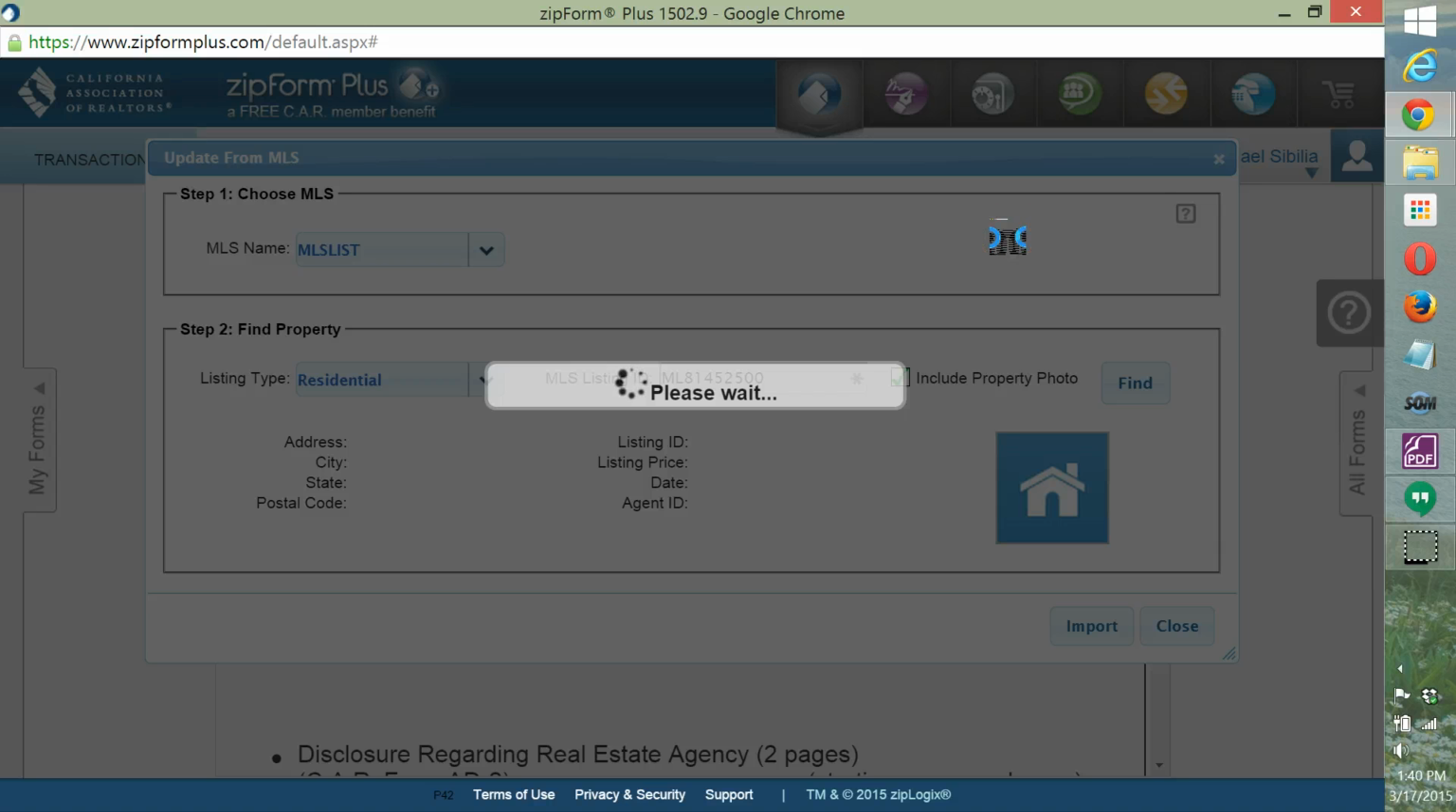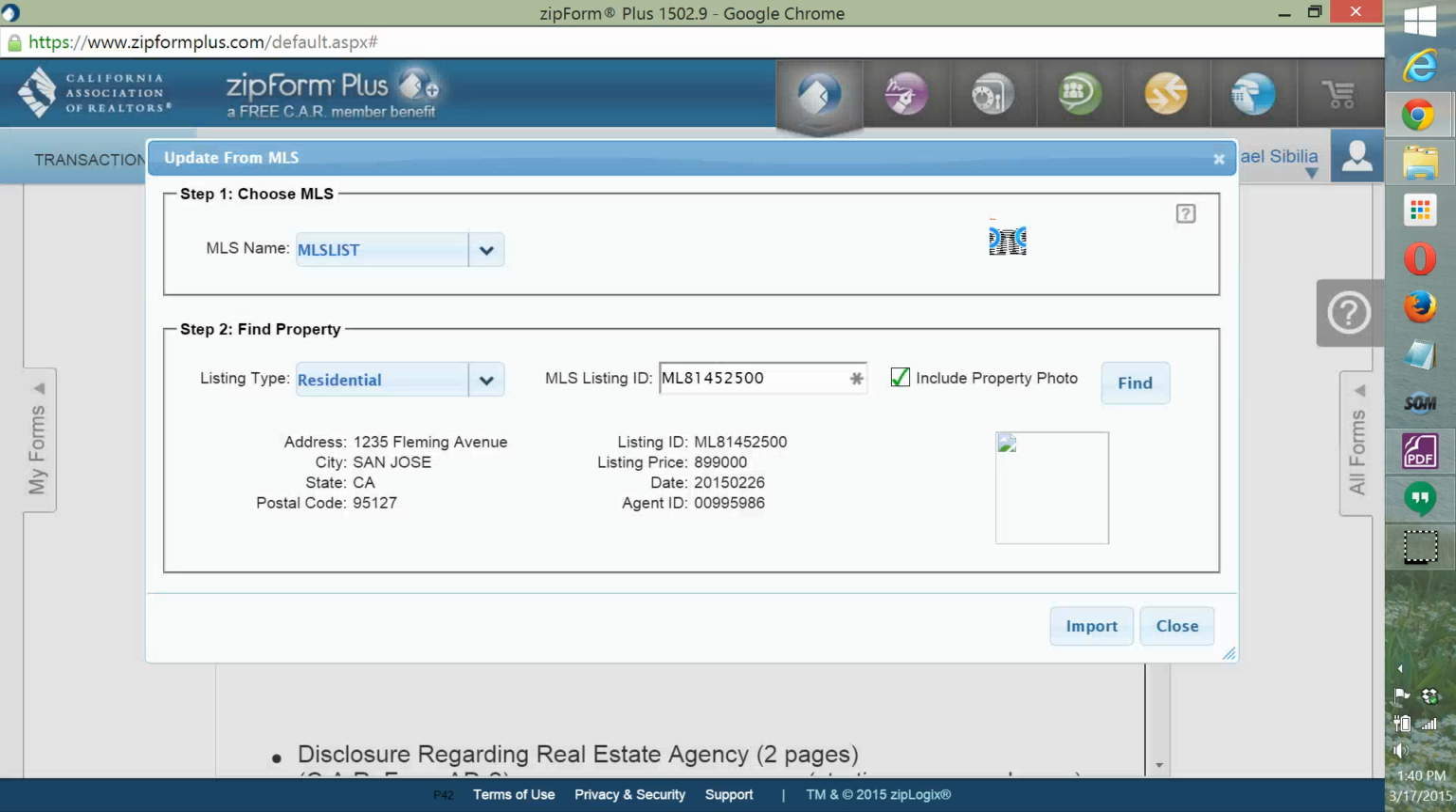And it's going to slowly log into some database someplace, and it's going to find the information. Notice, and by the way, it oftentimes doesn't import the photo. It doesn't show up, but it was worth a shot. So we're now going to click on import.